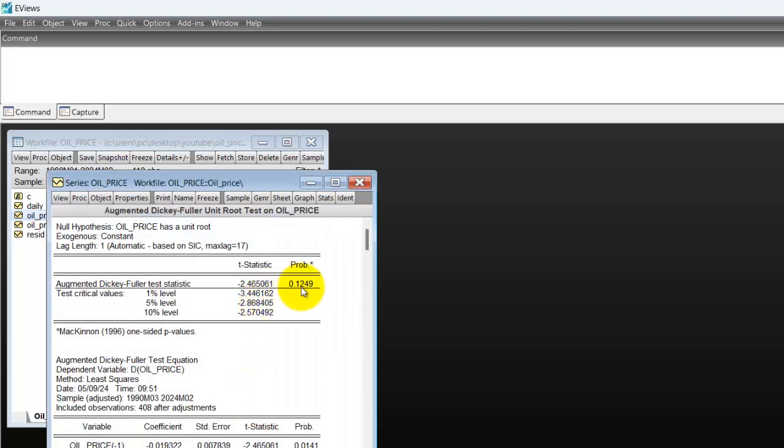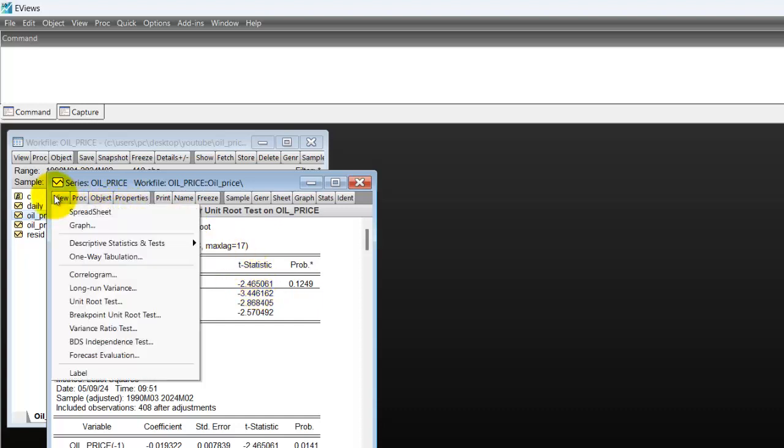You can see the previous one is 0.33. In this case, it is 0.12. But the fact still remains that oil price has a unit root at level. Why? Because one, the probability value is greater than 10%. Two, the absolute value of the ADF test statistic is less than the critical values. You can see the lowest is 2.57, which is greater than 2.46. So we can conclude that oil price is not stationary at level.